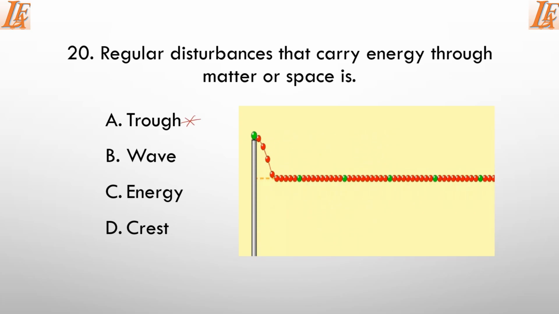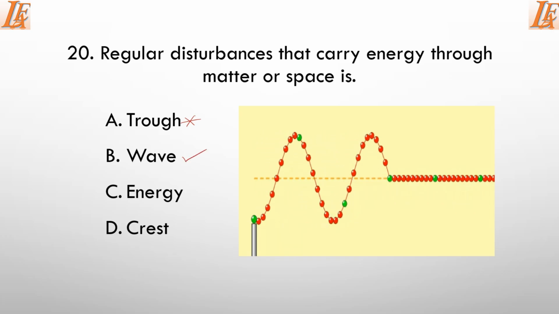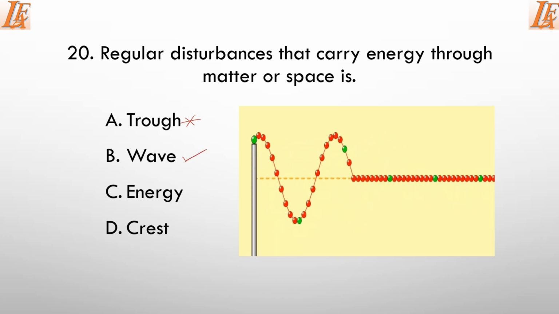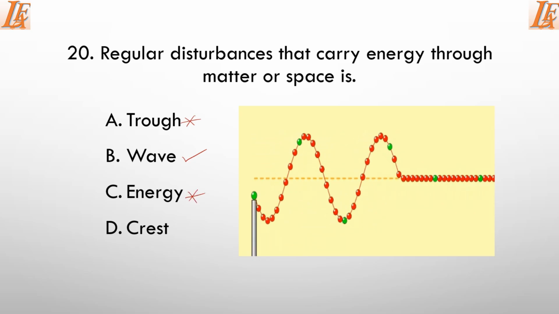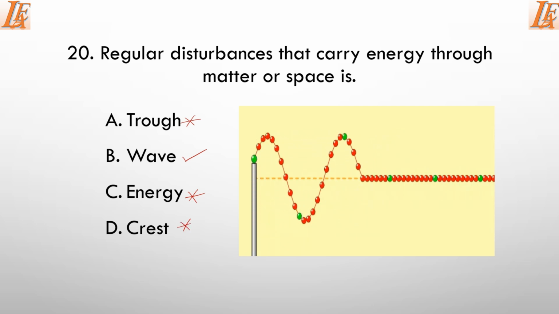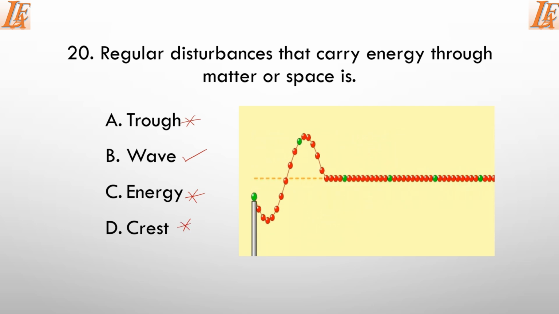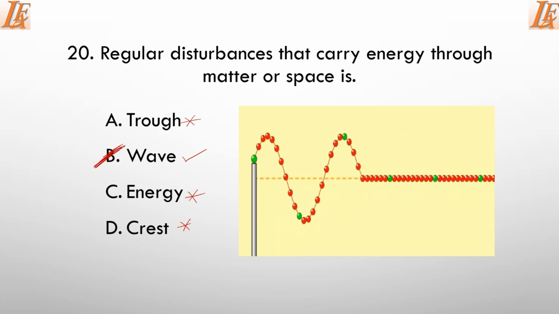B, a wave. Right, a wave is a disturbance that carries energy through matter or space. C, energy. No, energy is the ability to do work. Then D, crest. No, a crest is the highest point of a transverse wave. So the correct answer here is B, a wave, which is a disturbance that carries energy through space or matter.